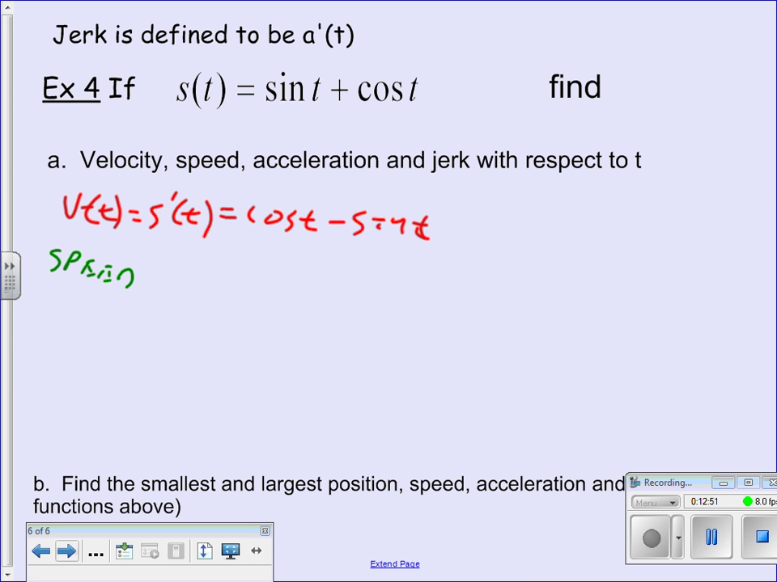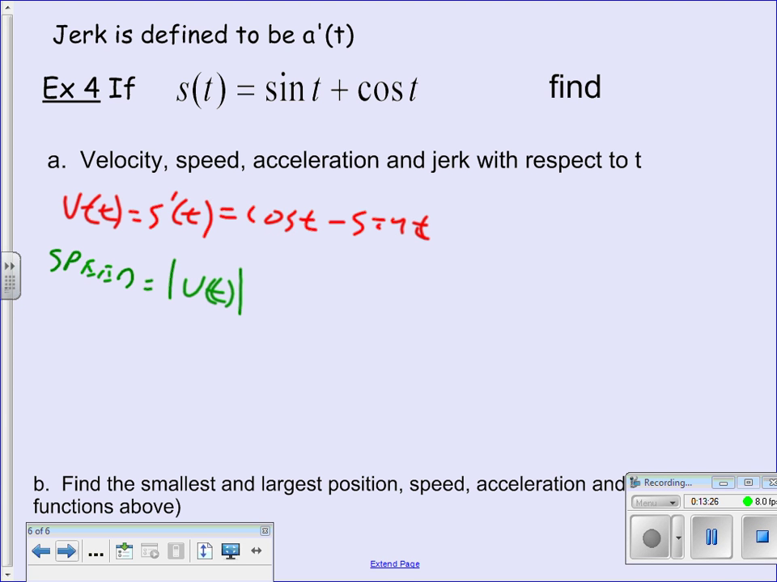Speed, what's the difference between speed and velocity? Direction. Velocity has direction, speed does not. Speed is the absolute value of the velocity. So just put absolute value of whatever you got over the velocity. That's what speed is. Speed is the absolute value of velocity. Speed has no direction. Your car has a speedometer, it does not have a velocity. Okay. Think about it. Okay.